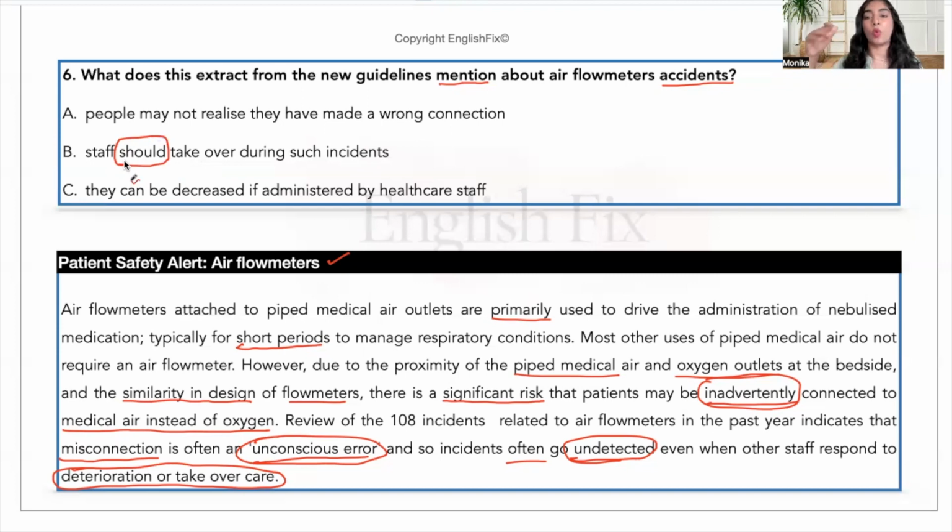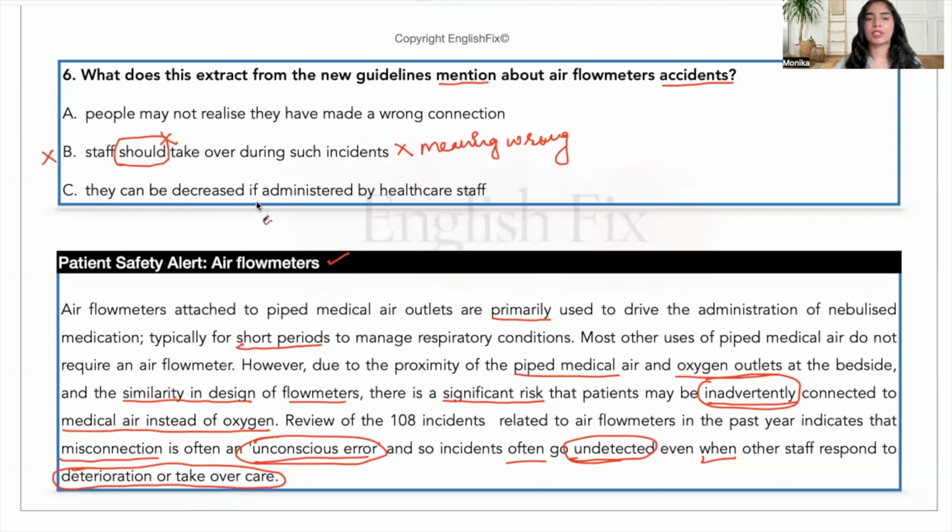They're saying it's not a matter of whether they should do it or not, but that when they do it, they're still not able to identify it. So they're not saying that the staff should take over during such incidents. No, even when they do take over, there's no benefit. They're not able to identify it. So the meaning is completely wrong. My handwriting is not this bad, it's just the tablet I'm using. So this is wrong because I have found a mistake in this.